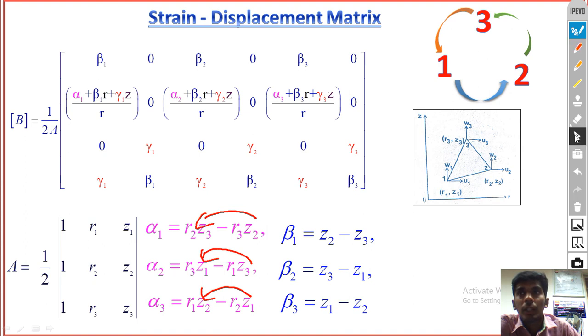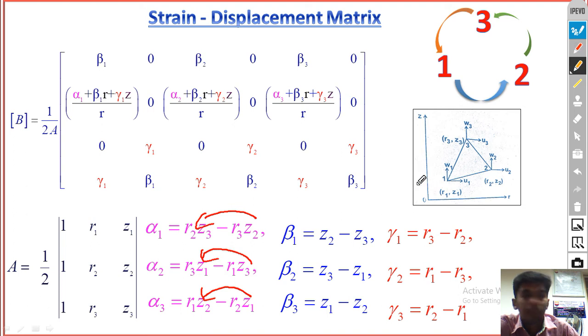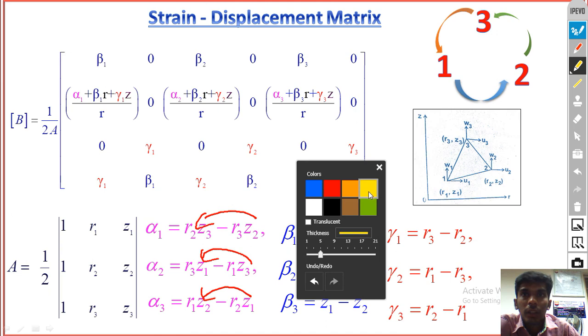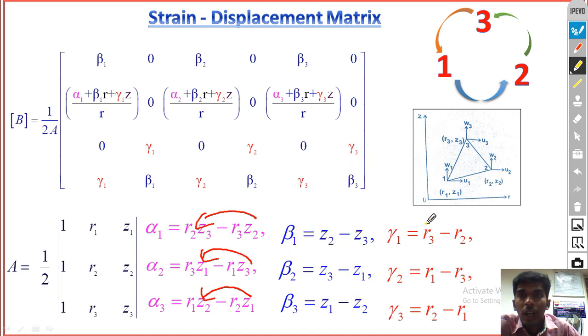In a similar way, you see gamma 1, gamma 2 and gamma 3. The same. I can mention them in different colors. Here R3 minus R2 is for gamma 1, R1 minus R3 for gamma 2, R2 minus R1 for gamma 3. It is very simple. We can write beta and gamma from the alpha values.